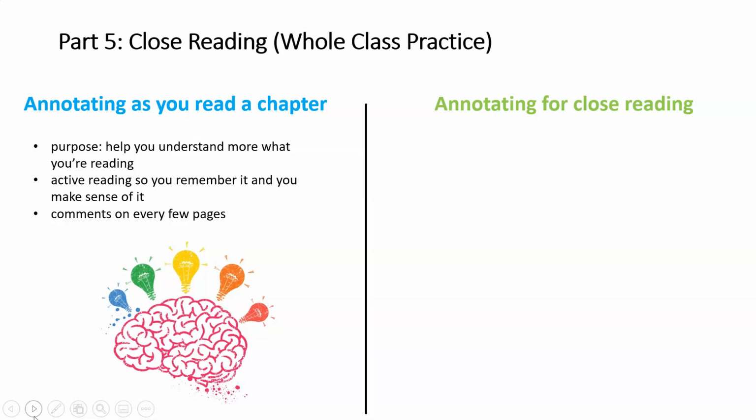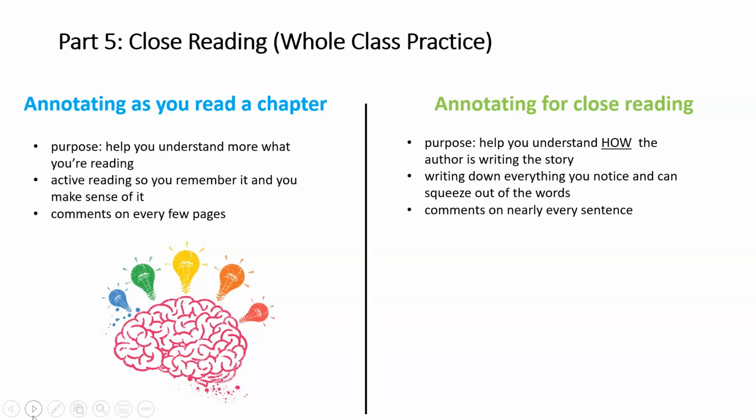What we're going to talk about today is annotating for close reading. And what that means is annotating or writing down comments and interacting with the text to help you understand how the author is writing the story. So this is much more specific and much more focused on a short piece of text where you're writing down everything that you notice and can squeeze out of the words.